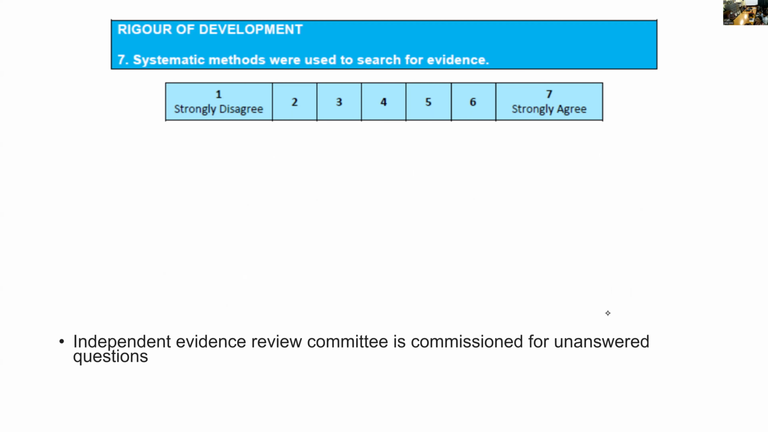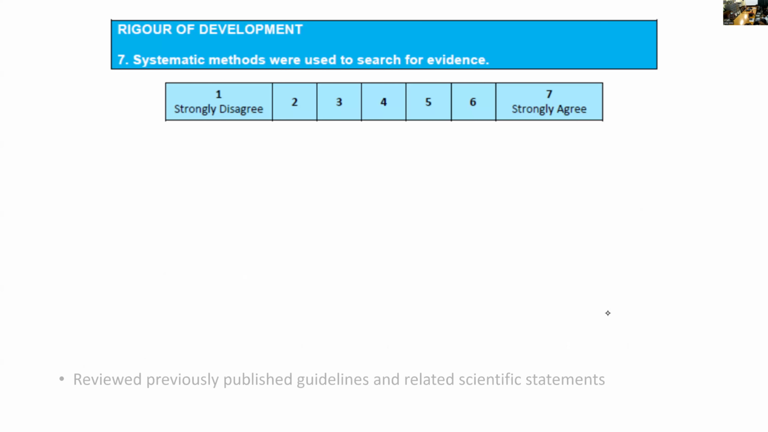They had independent evidence review committees commissioned for unanswered questions. Essentially, if they had a burning question that they did not find an answer to, they formed another independent team that would conduct a trial, provided that it would be done before the writing of this paper is over. So those are time-bound studies for which they're likely to develop an answer by the time the writing is over.